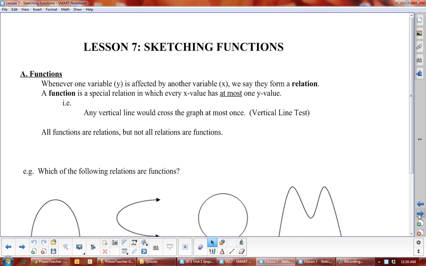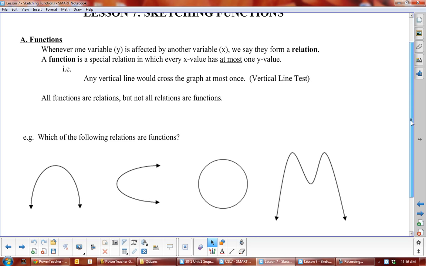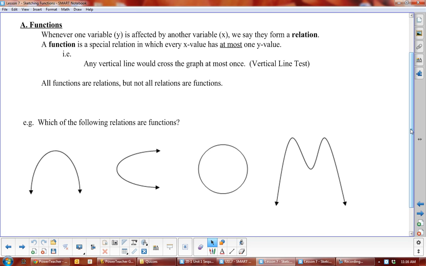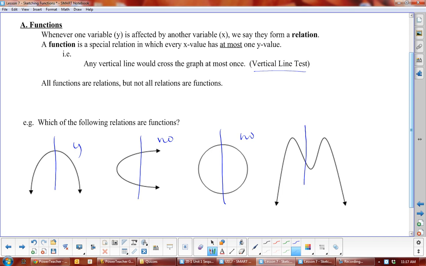Okay, so let's go through this one quick. Like I said, this will be all review. The first one is just how do you know if it's a function? That's your vertical line test. So this would be a yes. This would be a no, no, and a yes. We've dealt with those a lot since grade 10.